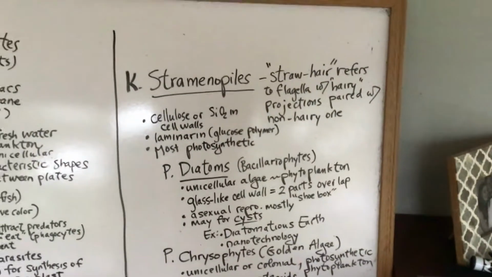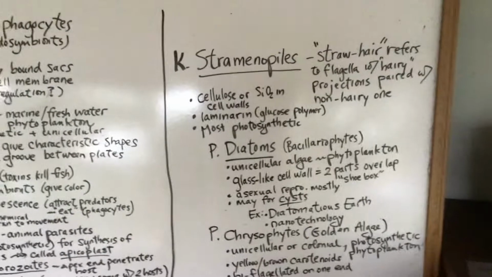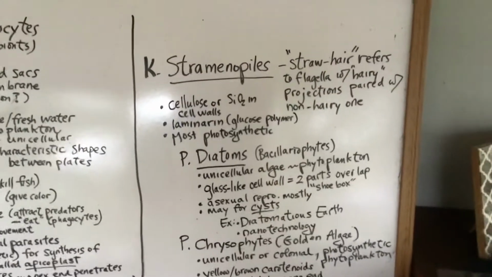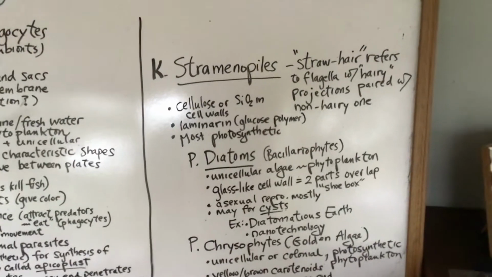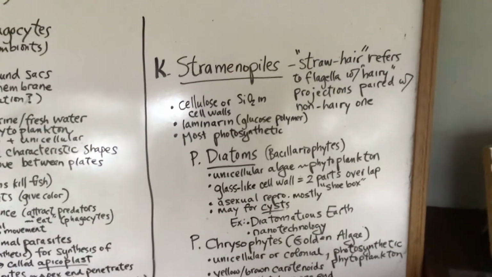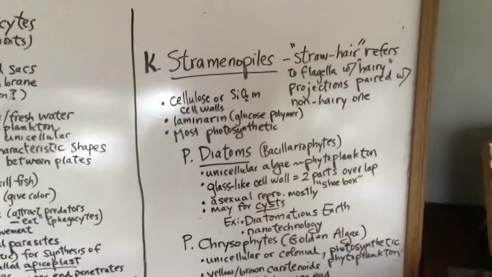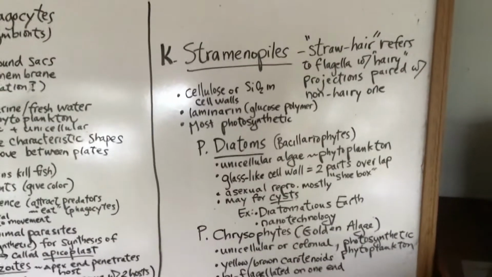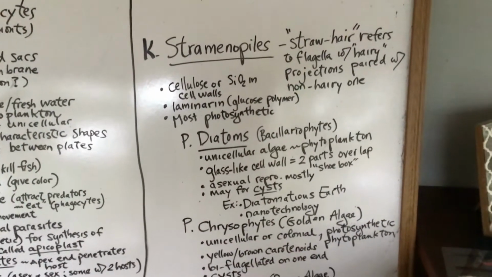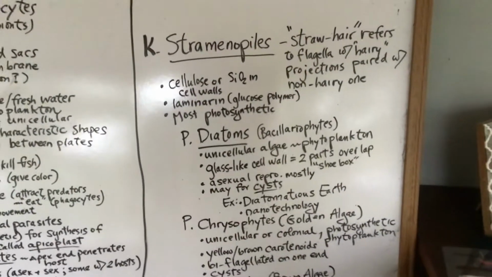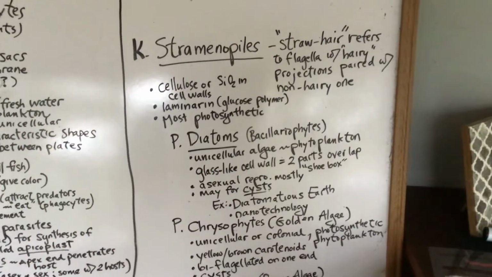Okay. All right, so another kingdom is stramenopiles. Stramenopiles are referred to as straw hairs. This is because they have one flagellum that has hairy projections, and it's usually paired with another flagellum that is not hairy. So they have two flagella, but one looks like more because of the hairy one. These guys have cellulose or silicon oxide in their cell walls. They also have something called laminarin, which is a glucose polymer made through their photosynthetic process.